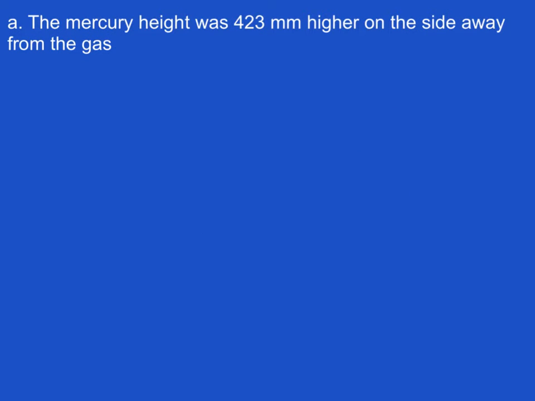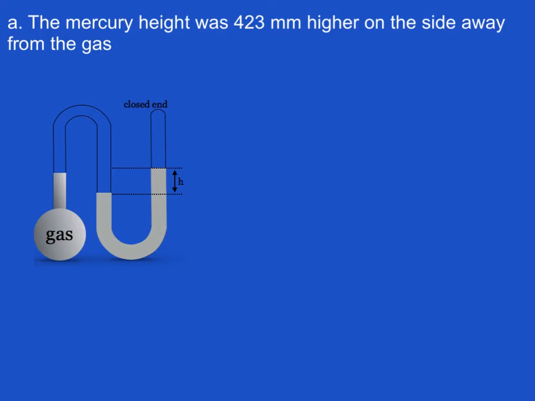This first problem where we have 423 millimeters higher on the side away from the gas, we could go ahead and sketch it. I've done that already. So you can see right here as we look at this manometer, the gas is over here in this flask on the left. That is pushing the pressure this way, and it's going to push down on the mercury. On the other side, that is going to therefore push it up this tube. Okay, up here it's a vacuum. So really the pressure of the gas is pushing down.